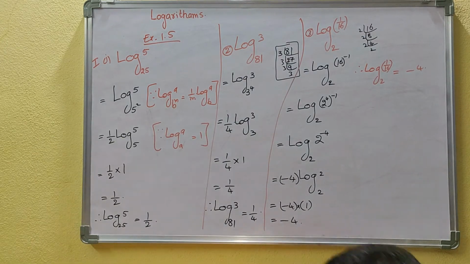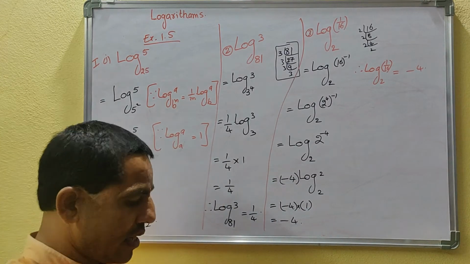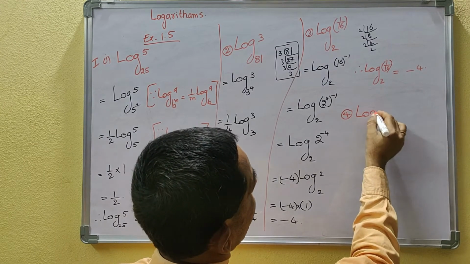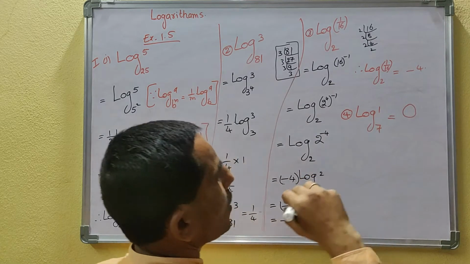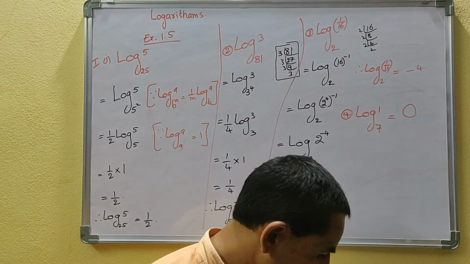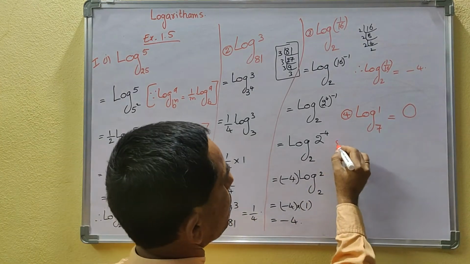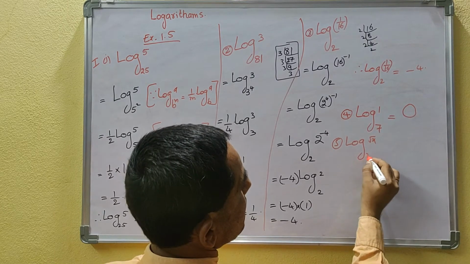This is the third problem. Next, the fourth problem, where the value is directly given. Here log 1 base 7 is given, its value is 0. Log 1 base 7 is equal to 0. Next, the fifth question: log root x base x.